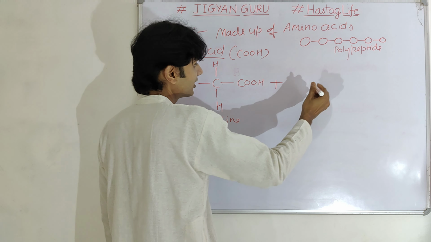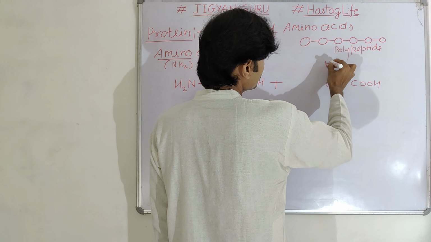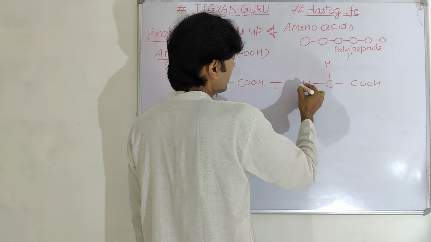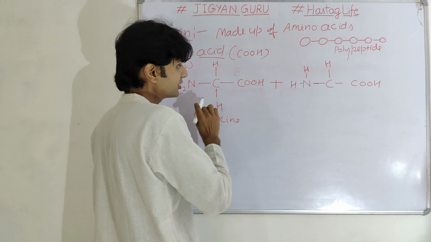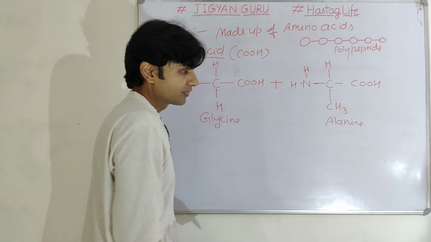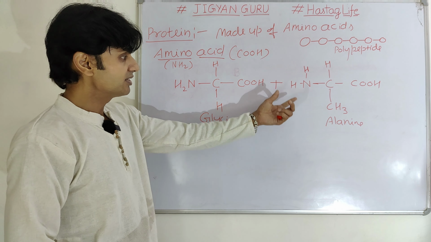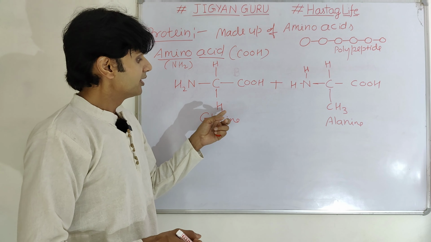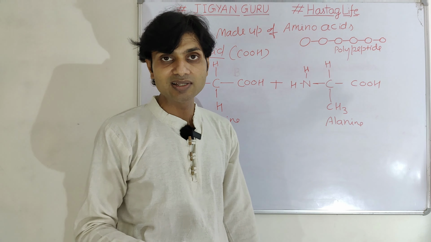And if I take another amino acid, that is CCOOH, here it is H and it is NH2. Just to simplify, I am writing it in this way, and here it is CH3. So it is alanine. The name of the amino acid is alanine. So I took two amino acids, one is glycine and another is alanine. The basic difference is only the R group. In glycine, the R group is hydrogen, while in case of alanine, the R group is CH3.